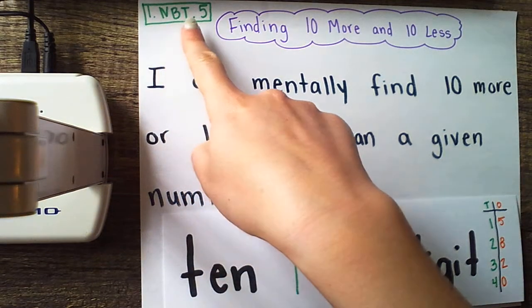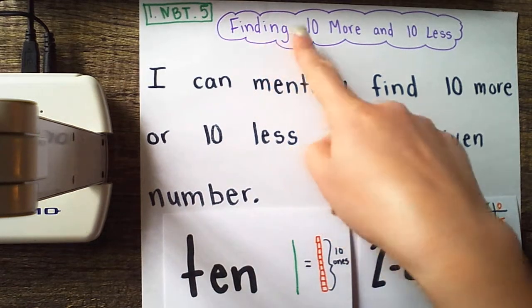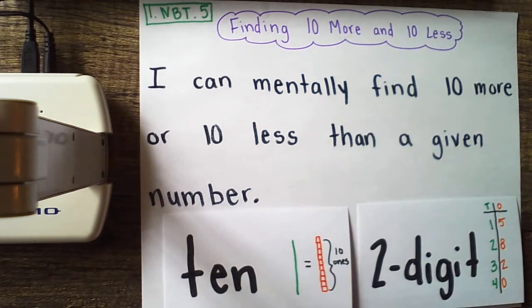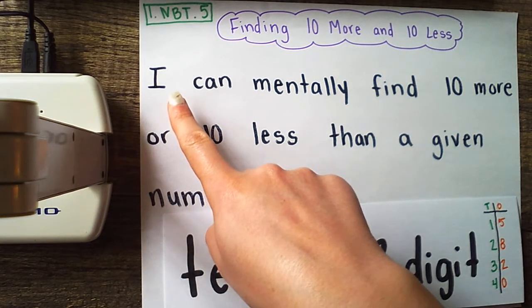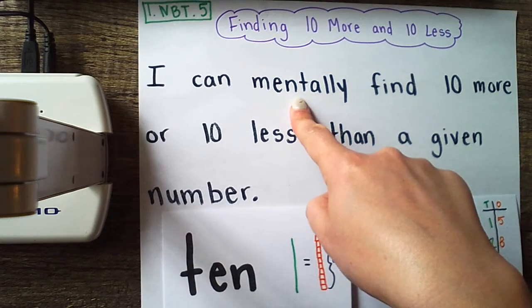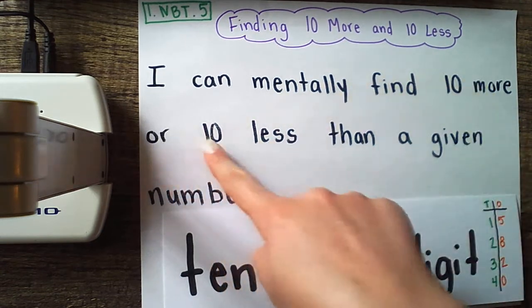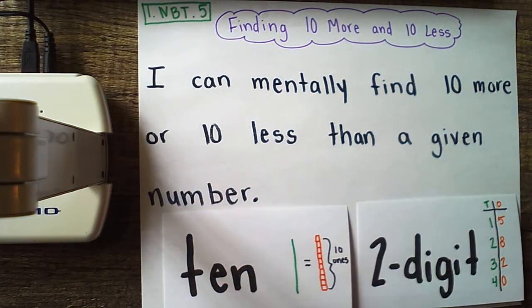We've moved away from 1 NBT4 and now we're working on 1 NBT5. And my first grade friends, we actually worked on this in the classroom several weeks ago. So this is really a review. You've seen this before. Now we want to just see if we can do this quickly and more efficiently with all that we've learned about place value. So we're going to be finding 10 more and 10 less than a given number. You're going to be able to say that I can mentally, which means in your brain, find 10 more or 10 less than a given number.